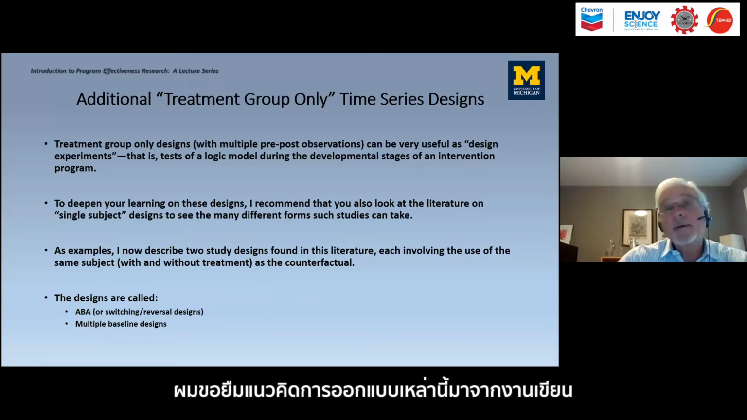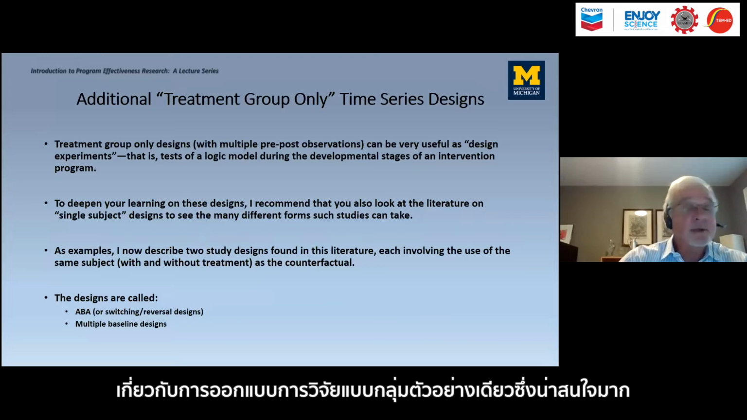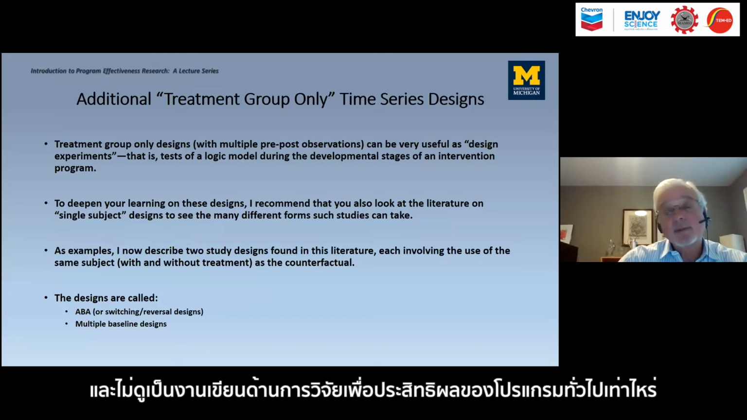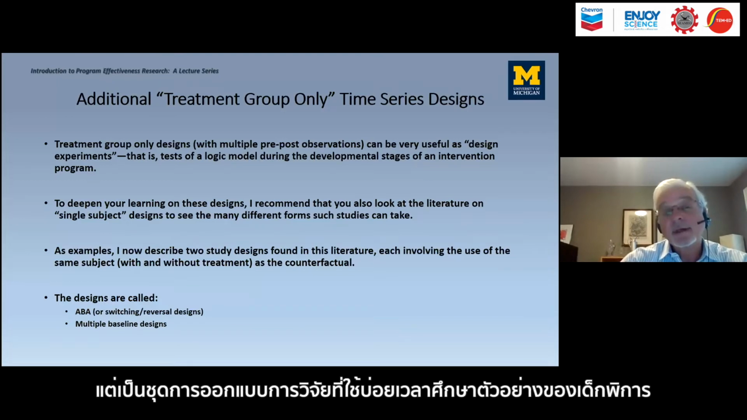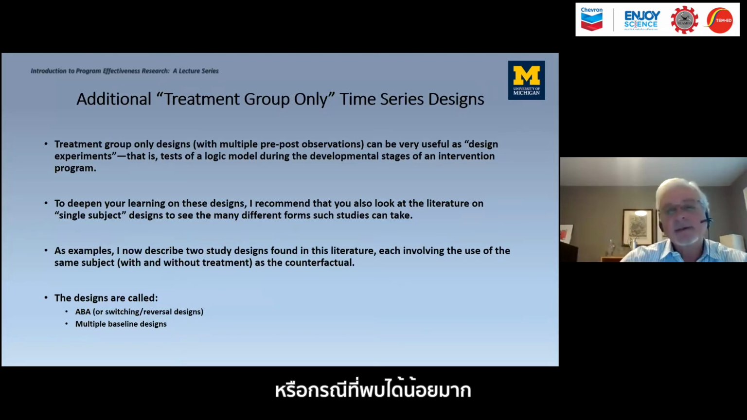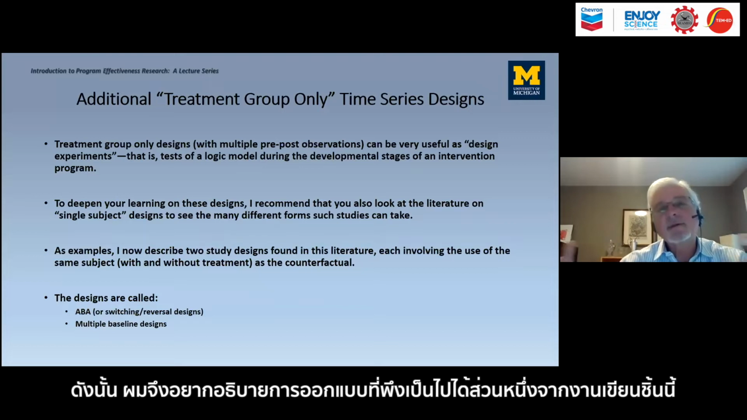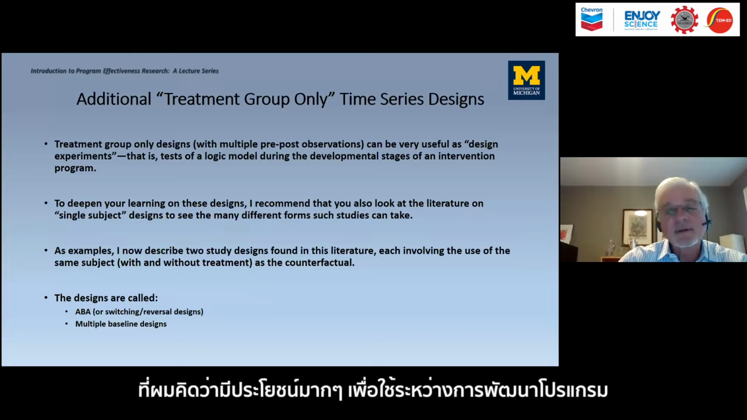Now, I've borrowed these design concepts from the literature on single subject research designs, which is a very interesting and not much appealed to literature in the general program effectiveness research, but it is a set of research designs which are often used when studying samples of children with disabilities or rare cases. And so I want to describe some potential designs from this literature that I think are very useful to use during program development.